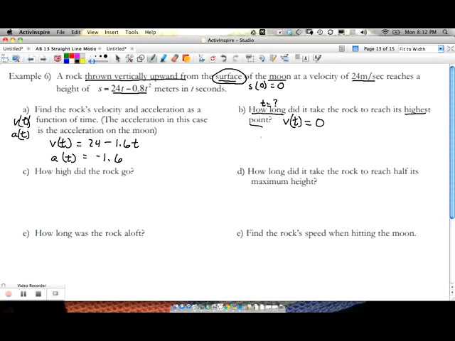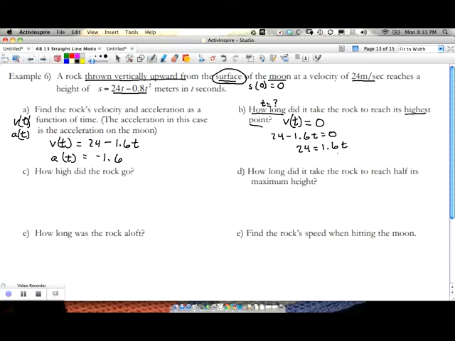So let's use that information. Velocity equals 0. So that means 24 minus 1.6t equals 0. Hey, this has a t. I can solve for t and figure out what t equals. That means 24 equals 1.6t, or 240 equals 16t.